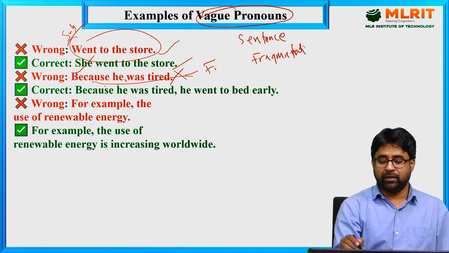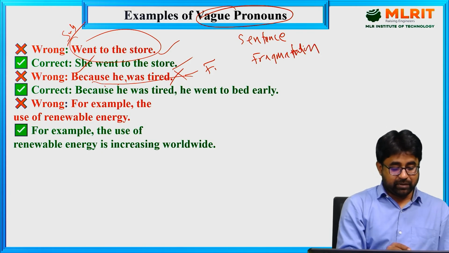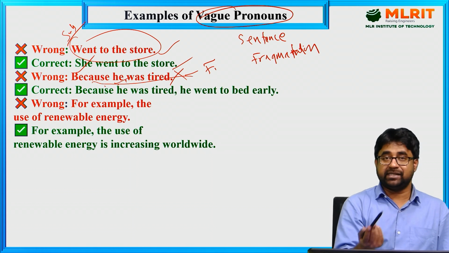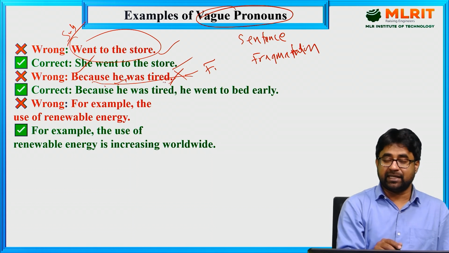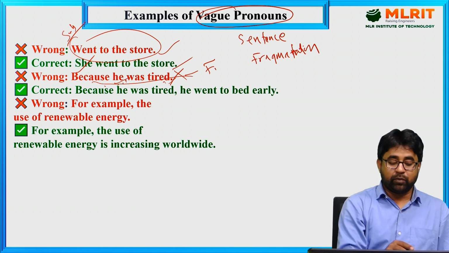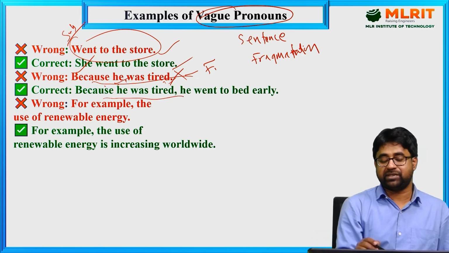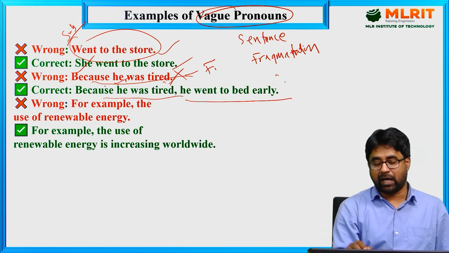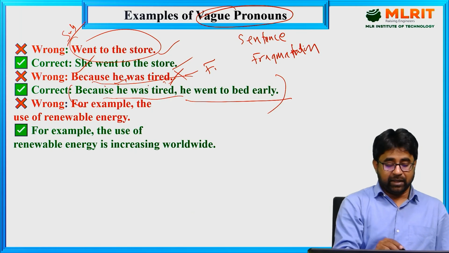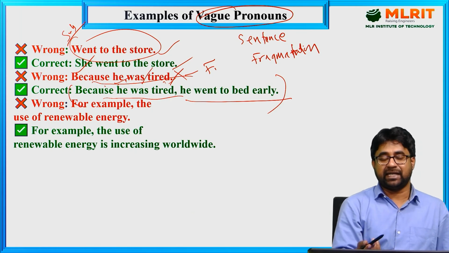Fine. Now see the next example. So this dependent clause cannot be a complete sentence. This is a sentence fragment, which is wrong. So how do you fix it? You have to add the other clause also to make it a complete sentence. Because he was tired, he went to bed early. Now it is a complete sentence. Previously it was a sentence fragment.